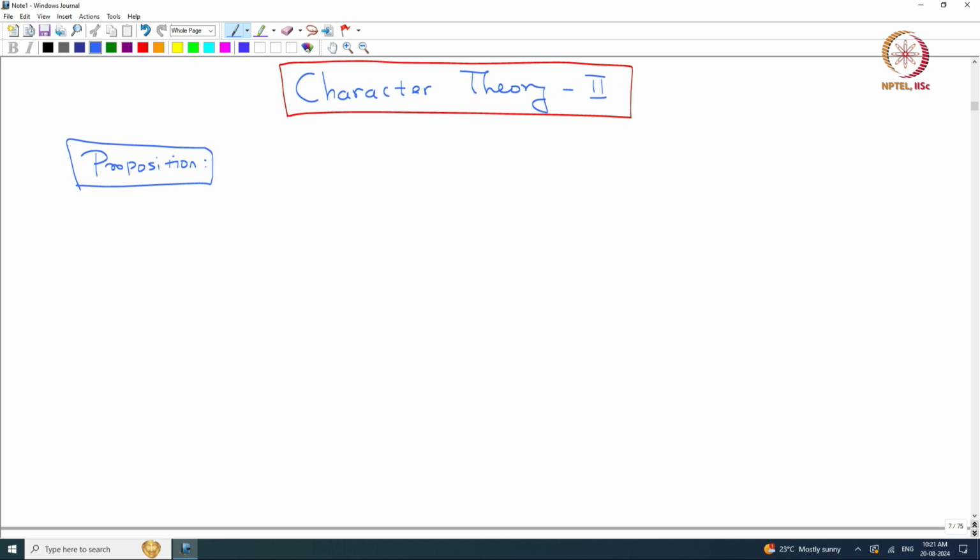So, let us start with the G module. Let us fix the notation G to be SL_{N+1}. Let us say V is a G module, and let us say it admits H character. Suppose this is given.